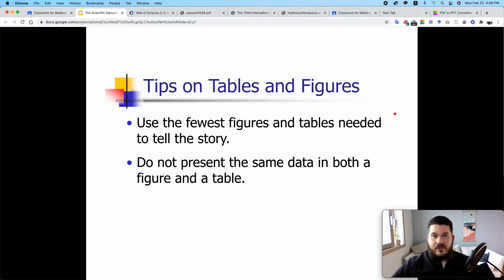However, you don't want to overflood your paper by having a lot of tables and figures, so it's best to just have as few as possible. And remember, you don't need to have two tables or figures for the same data, right? Once you show the data once, you don't need to show it again a different way.